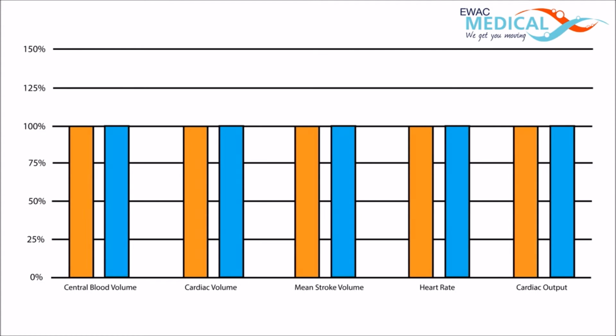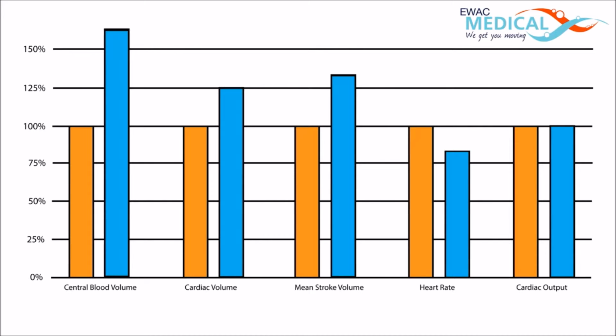In this graph we have displayed the cascade of cardiologic effects that occur when the human body is submerged in water. The central blood volume increases. The cardiac volume increases as well. The mean stroke volume increases. The heart rate slows down. And at the same time, the total cardiac output increases.